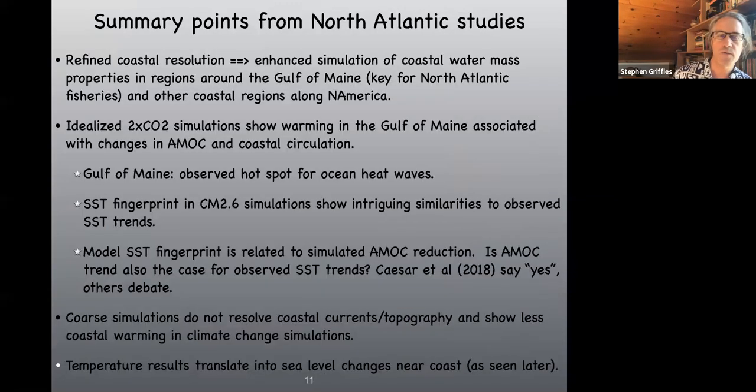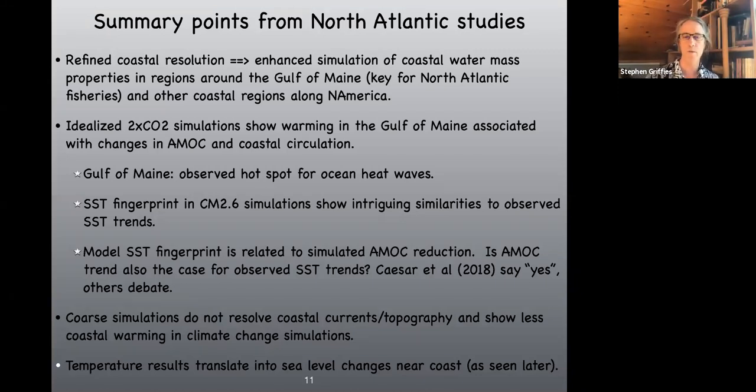So let's get some summary points from this particular case study. The refined coastal resolution enhances the simulation of coastal waters and their properties in regions around the Gulf of Maine, which is key in the North Atlantic for fisheries, as well as other regions of North America. In the idealized double CO2 simulation that I showed, the warming in the Gulf of Maine is really big in the high resolution model, and that is correlated directly with reduction of the AMOC, the Atlantic meridional overturning circulation, in this simulation. The SST fingerprints from this model show intriguing similarity to observed SST trends, and the Caesar et al. paper tries to make the case that that's a fingerprint of AMOC reduction.